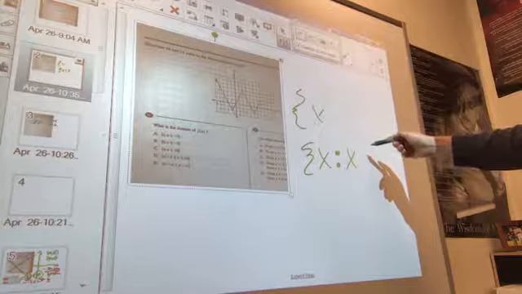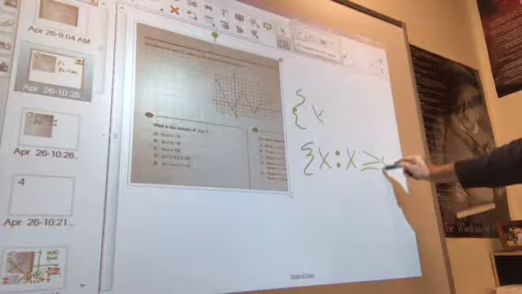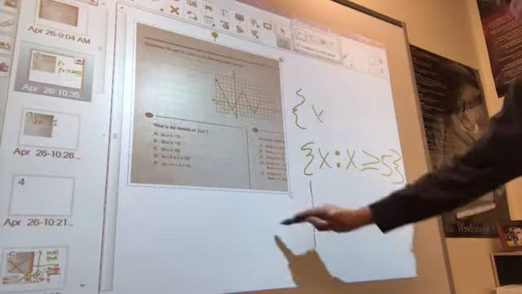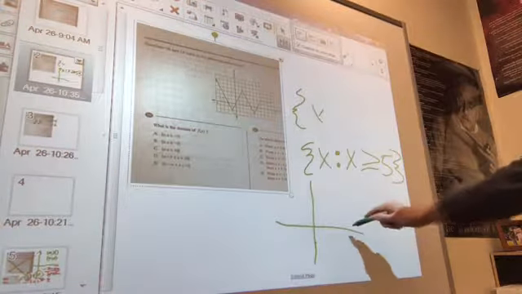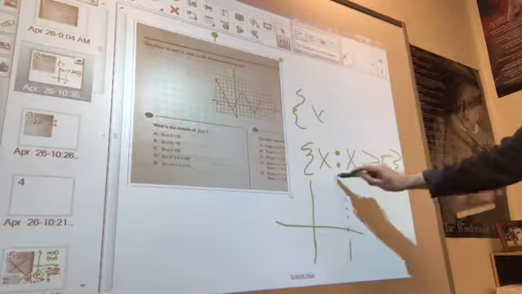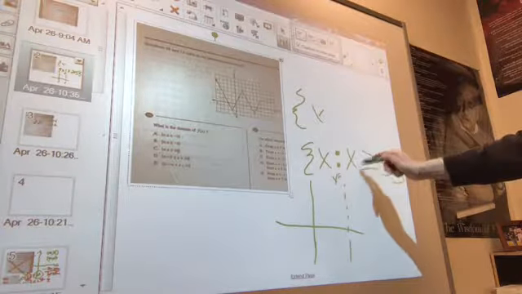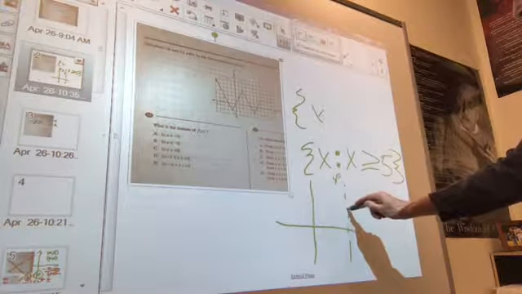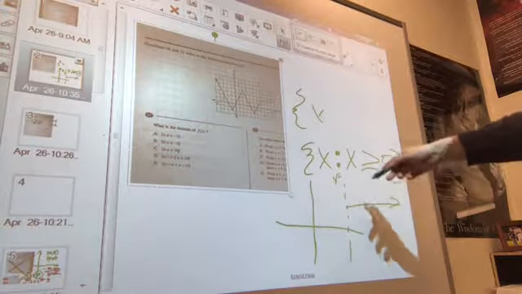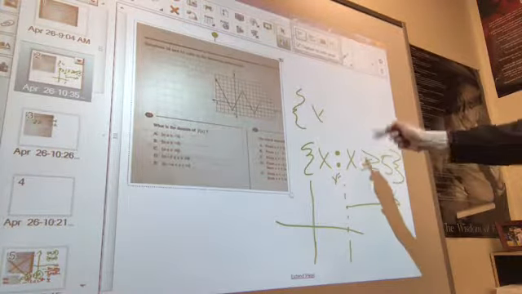So the first one is such that X is greater than or equal to 5. That's your first choice, that's A, right? If there was a line where X equals 5, all of the things that X could be on that line would start right on that 5 and get bigger. So any number bigger than 5, that's what X can be for that choice, right?